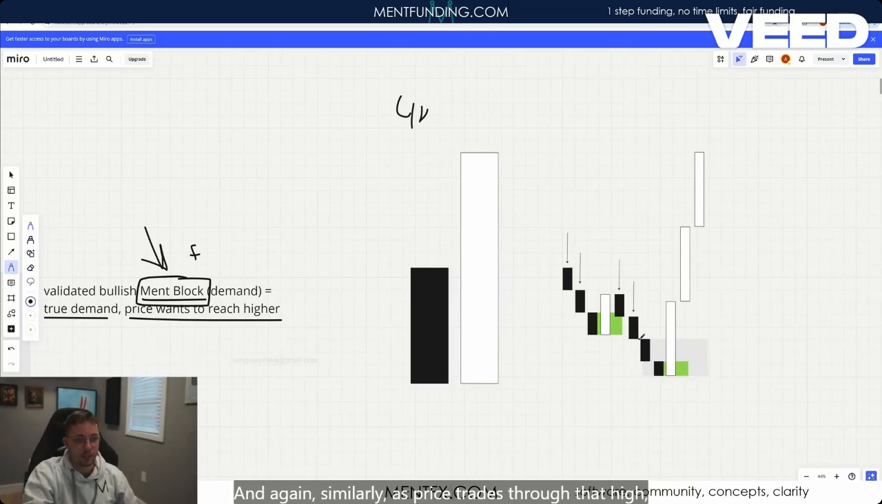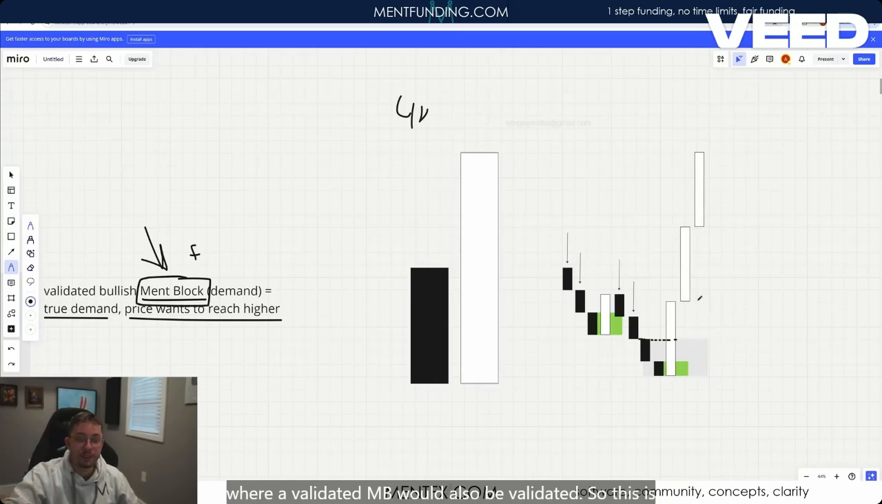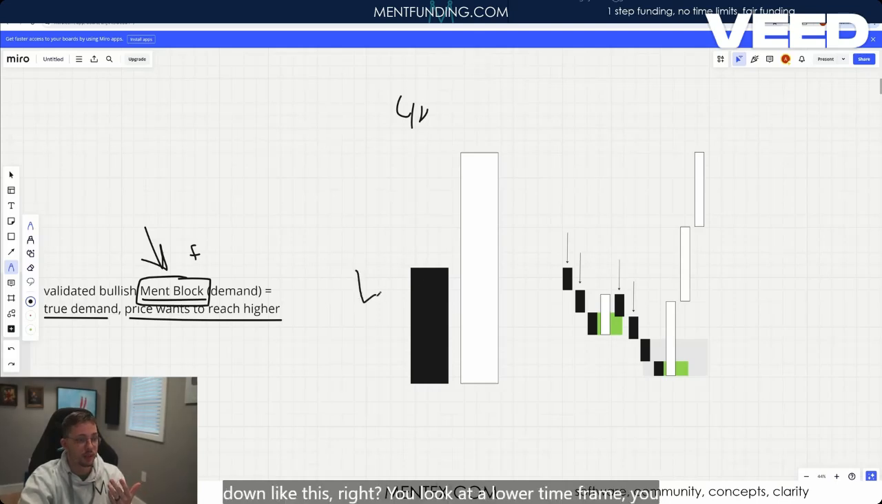And again, similarly, as price trades through that high, it validates, okay, an MB, validates MB demand. Now, these arrows here are actually examples of where a validated MB would also be validated. So this is where you start understanding true fractality. And in the event that your entire trading system was simply buying through an MB, so let's say you start seeing price come down like this, right?